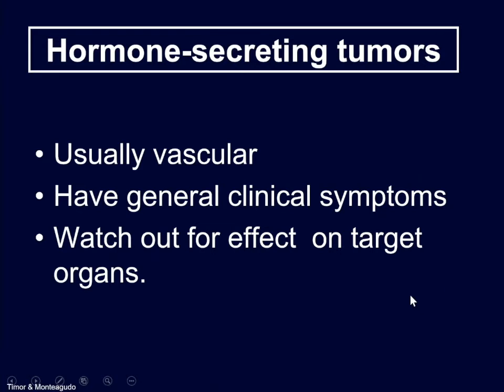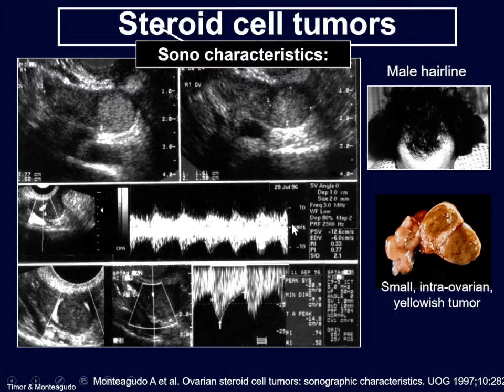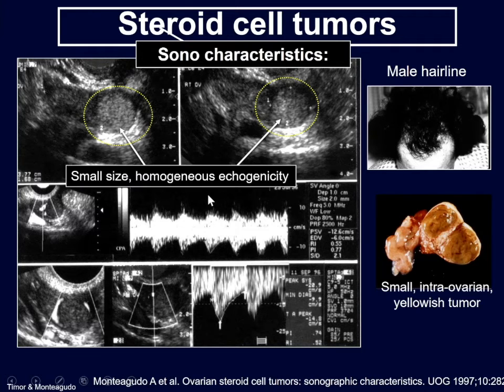And then there are hormone-secreting tumors. They are usually very vascular. They have general clinical symptoms. Watch out for effect on target organs. And here is one of the two examples that I'm showing you. This is an intra-ovarian steroid cell tumor. It's contained within the ovary.